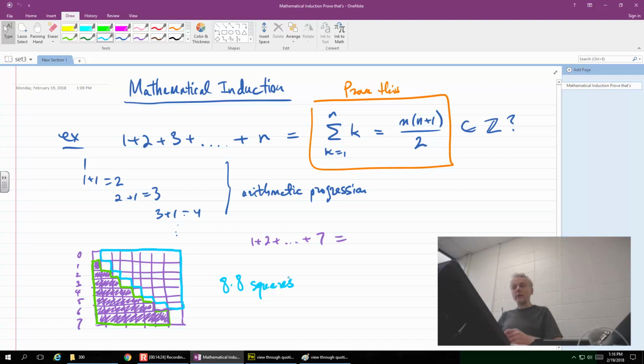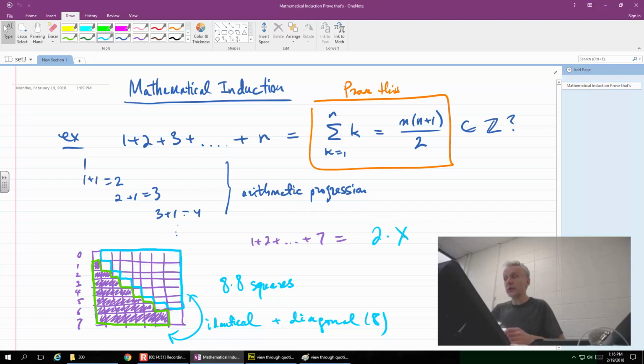You can see I marked one with green and the other one with blue. What's the relation? Those are identical. These two are identical. And what's left? So 2 of these, one of which we're looking for, and then what's left? The diagonal, which is 8. So 2 times x, which is unknown, plus 8 is equal to 8 times 8.